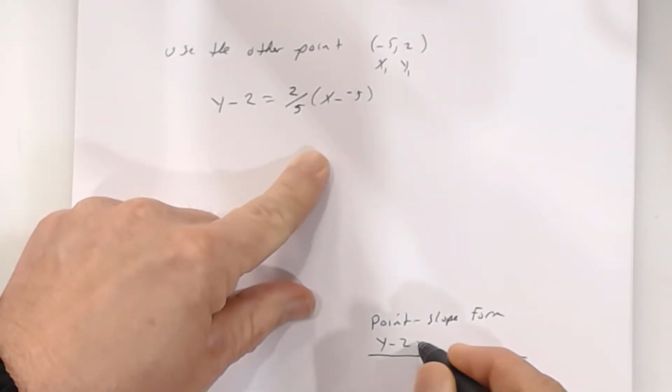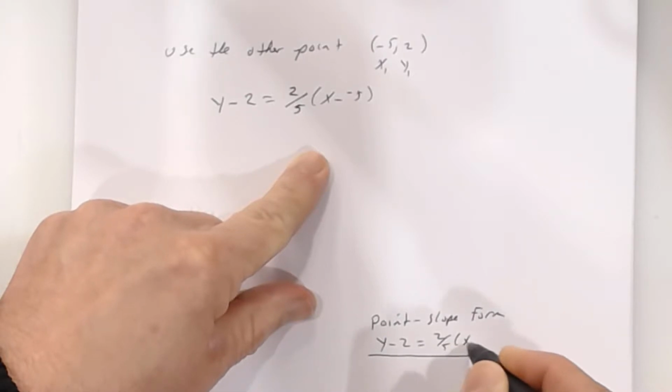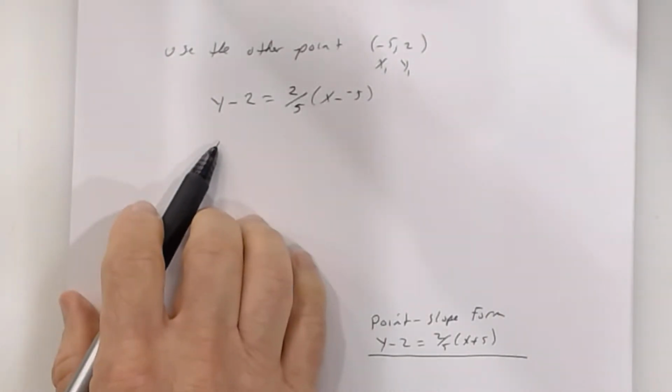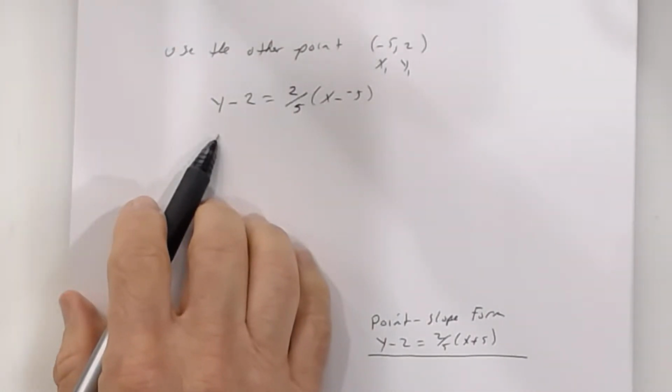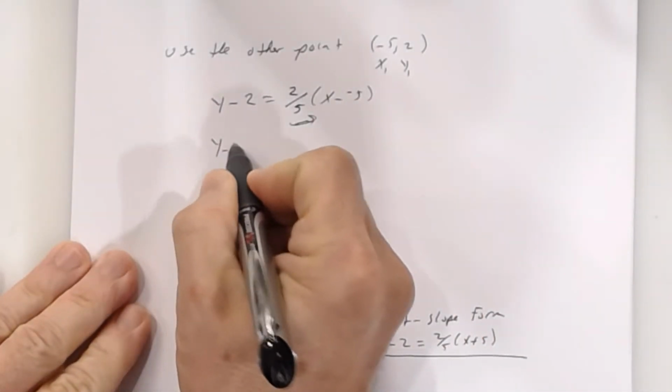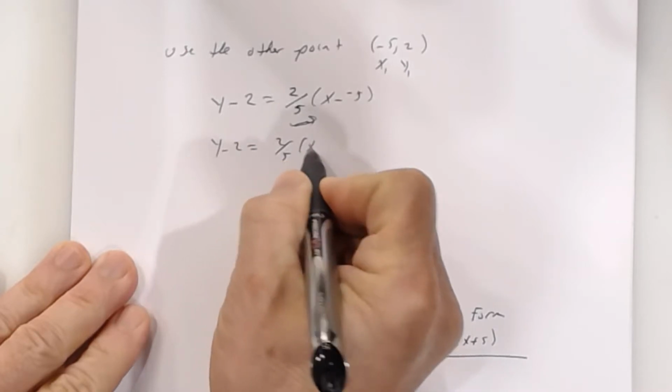So y subtract 2 equals 2/5 times x plus 5. So that's your point slope form. All right, now let's go ahead and get y by itself. Let's write this in slope-intercept form now. So I'm going to distribute. Oh, let me go ahead and rewrite this. So that's y minus 2 equals 2/5 times x plus 5.